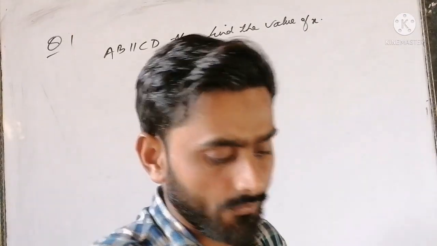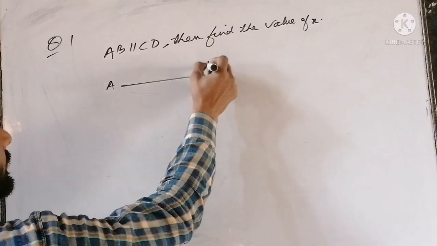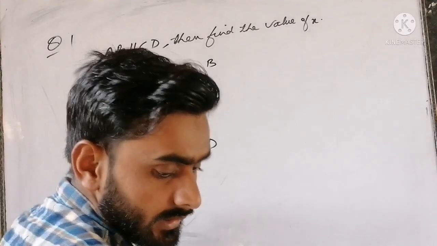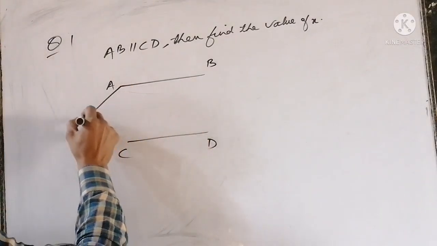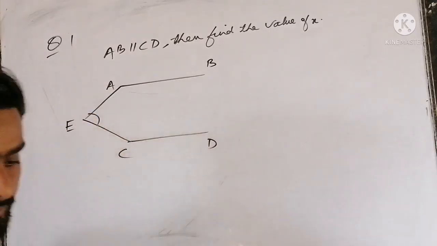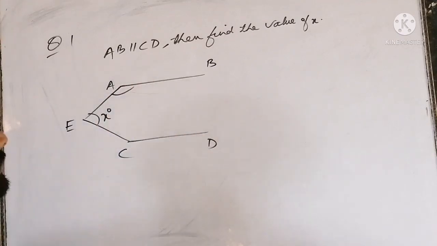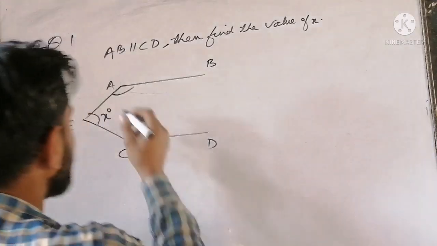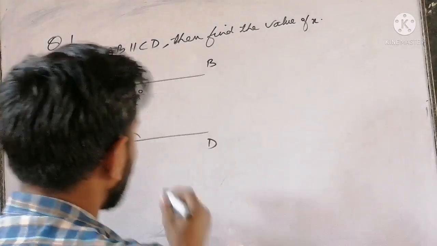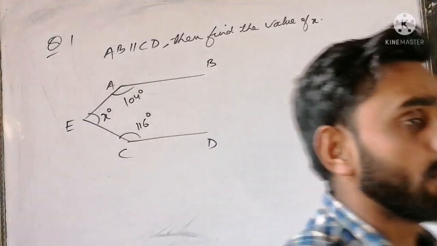The figure is in front of you. AB is parallel to CD. The angle at point E is x degrees, angle BAE is equal to 104 degrees, and angle ECD is equal to 116 degrees. We will find the value of x.